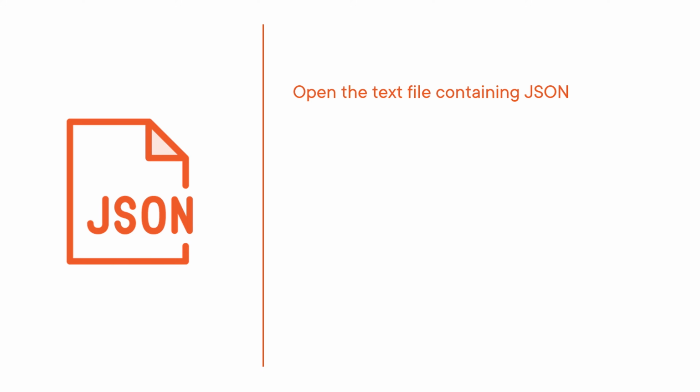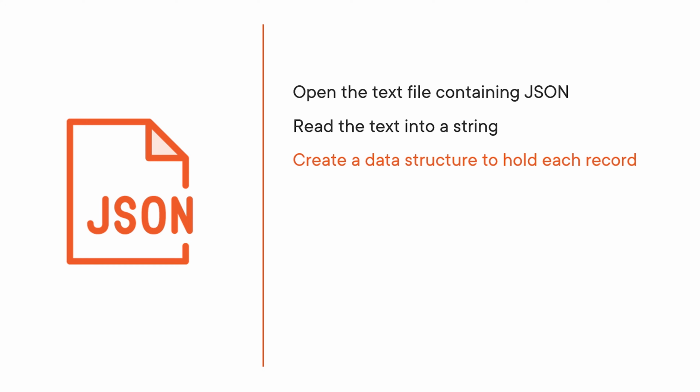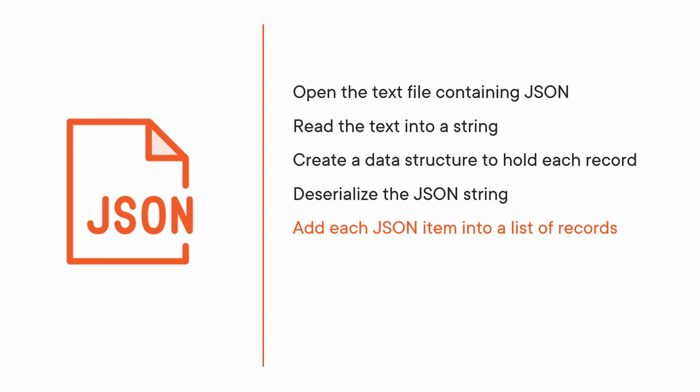We need to open the text file containing our JSON, read the text into a string array, create a data structure to hold each record, and then deserialize the JSON string and add each JSON item into a list of records that we created. And then finally, do cool stuff with it. So let's jump in.